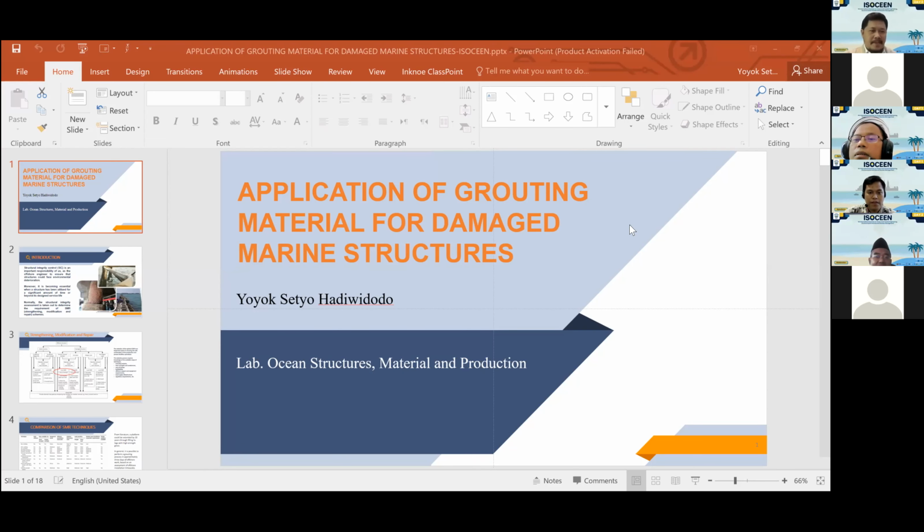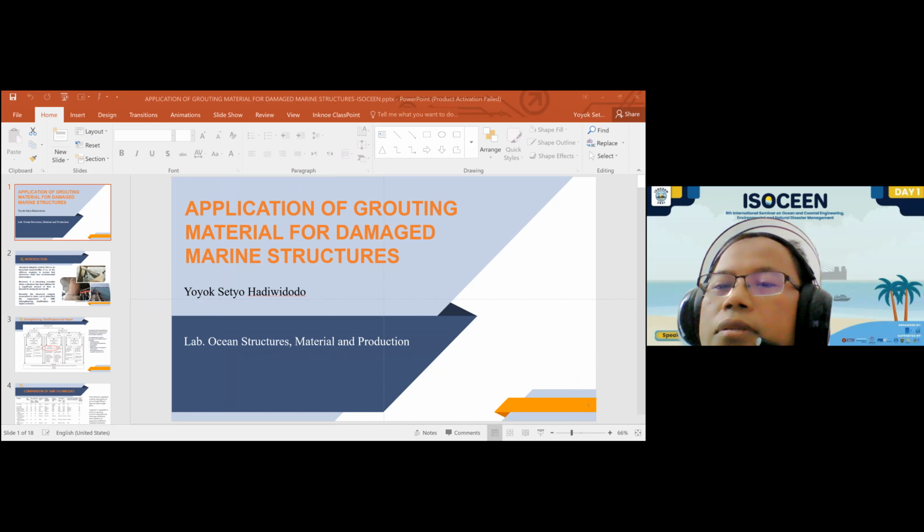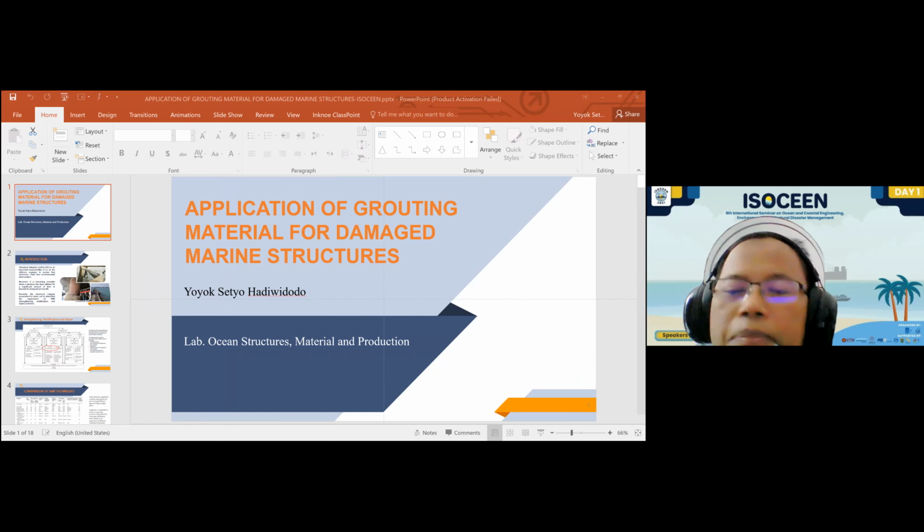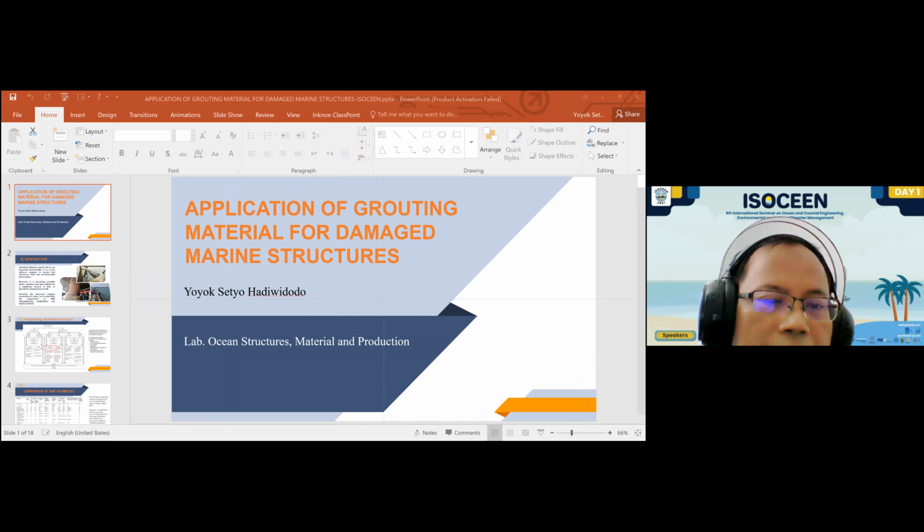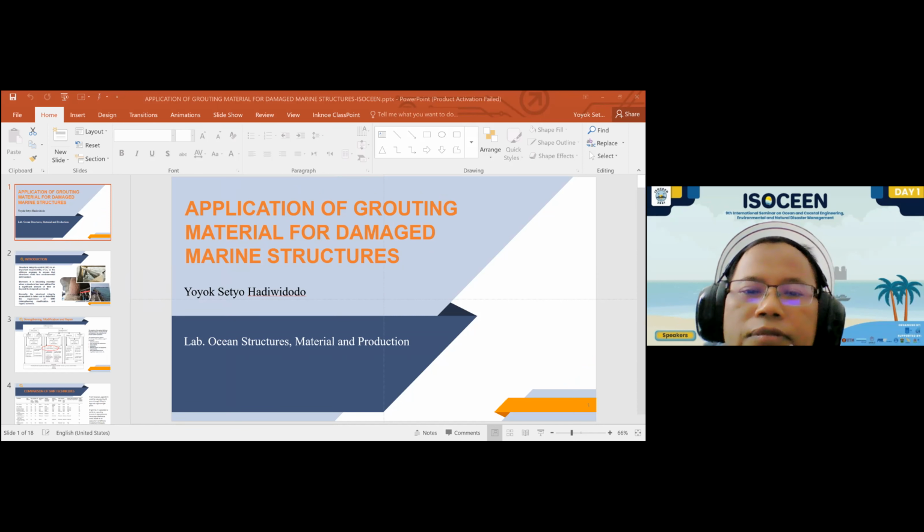Okay, thank you, Pak Zikro, for the opportunity for me to present my paper in this parallel session about application of grouting material for damaged marine structures.